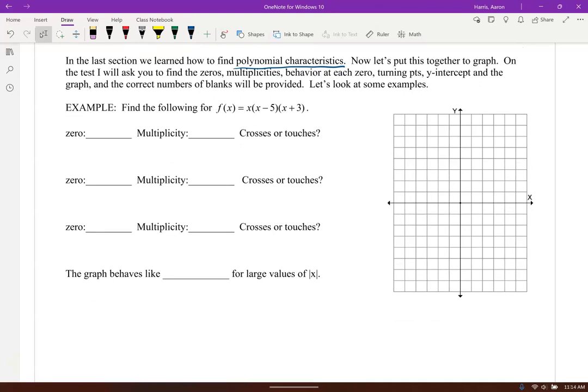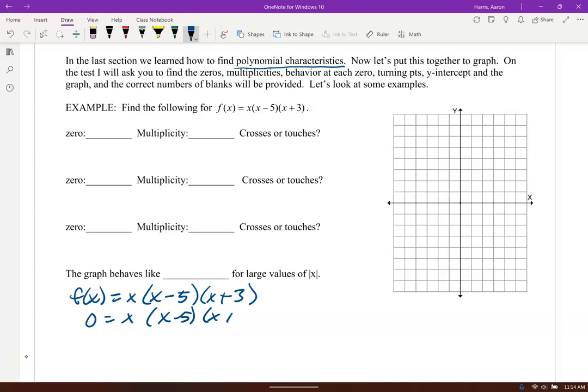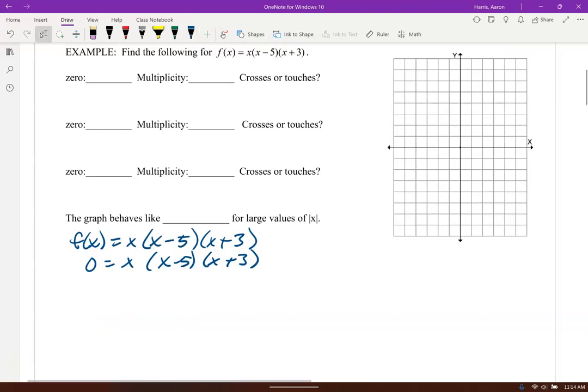For this function, it's already in factored form. Let's talk about the zeros. So here's our function. If I was finding my x-intercept, we'd let y be 0, and we'd solve. For this one, I have one factor, x, equal to 0, set the next factor equal to 0, and set the last factor equal to 0 by the zero product property. And I solve each of those.